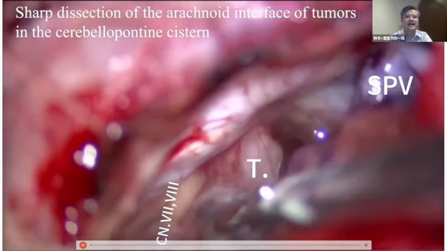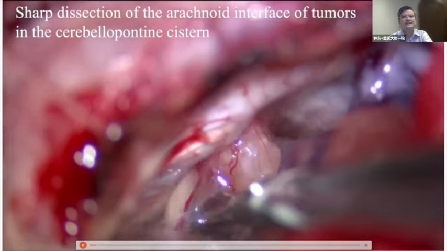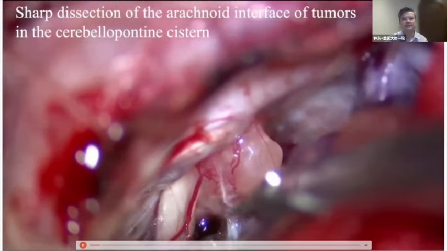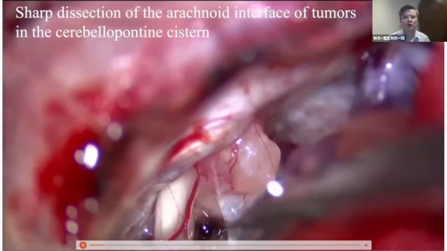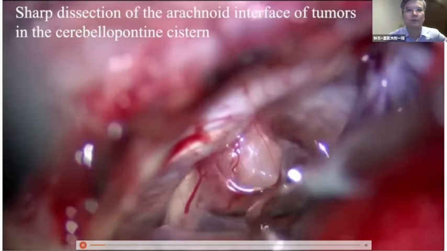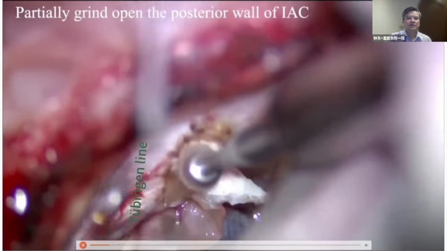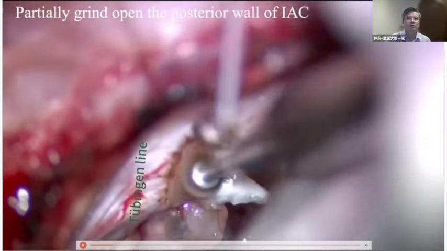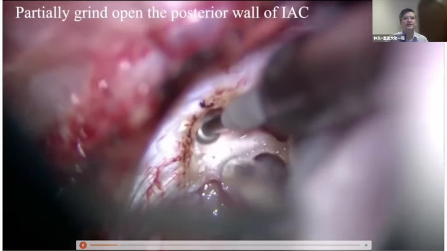Firstly, we dissected the arachnoid interface of tumor in the cerebellopontine angle sharply. We can see the petrous vein. The facial and cochlear nerve are located below the acoustic neuroma. We grind open the posterior wall of IAC in a C shape and take care of the dura in the IAC to protect the structures in IAC.